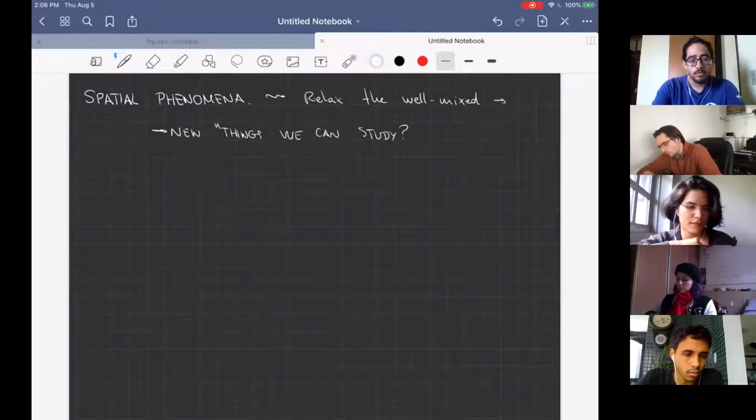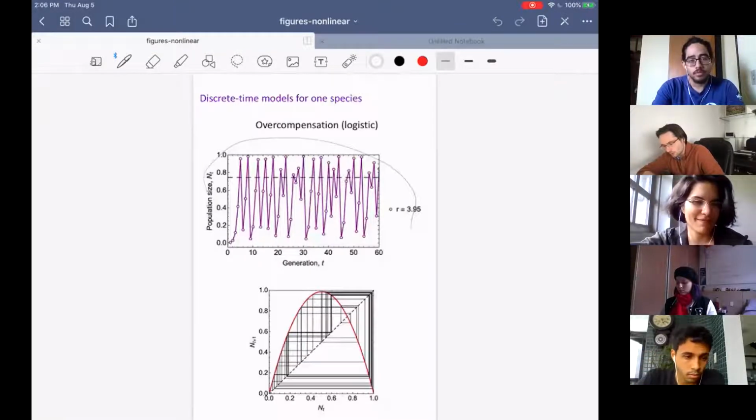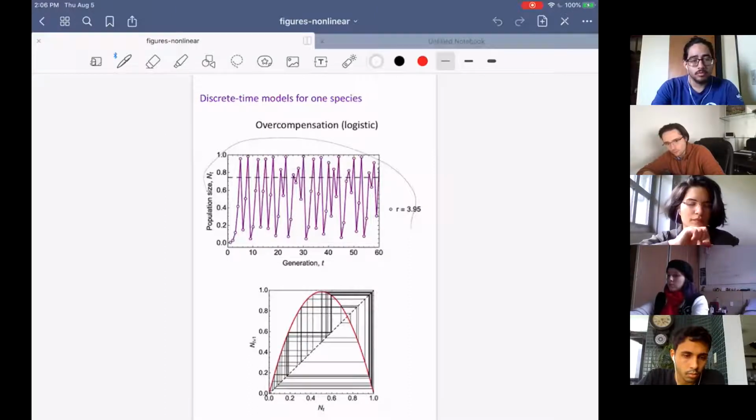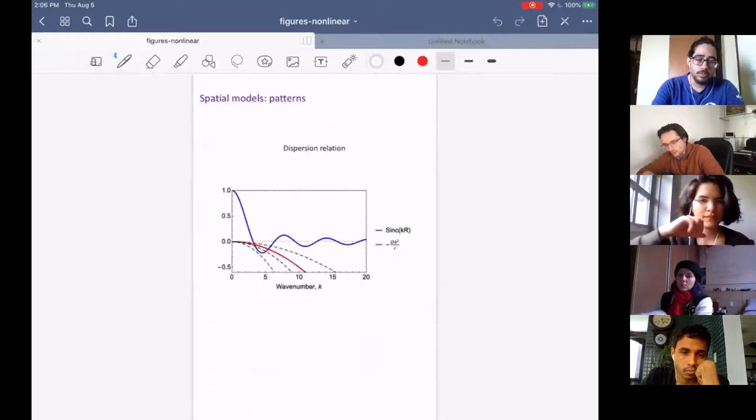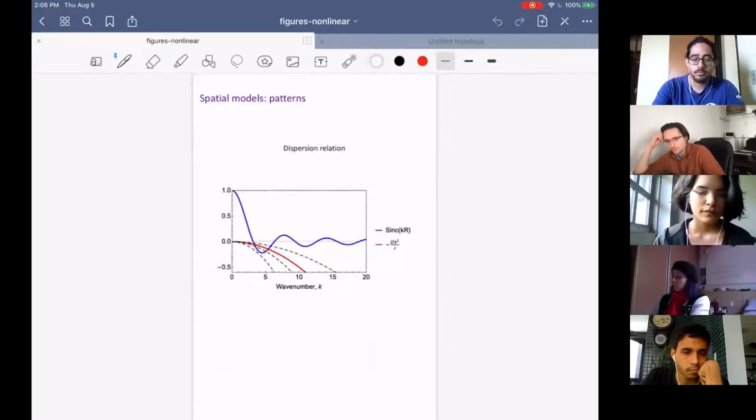So before we go to deriving the actual formalisms and the actual models that we're going to use, I want to show you some examples. I want to give you an idea of the kind of spatial phenomena that we can study with these models, when these slides allow me to do so.